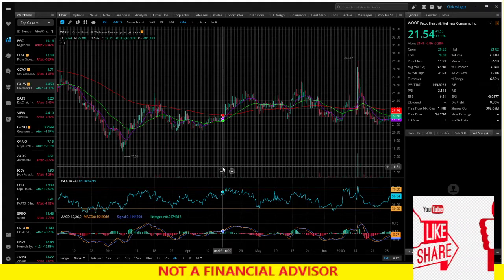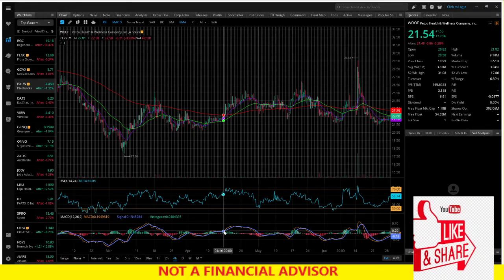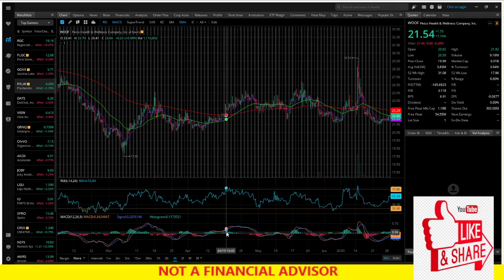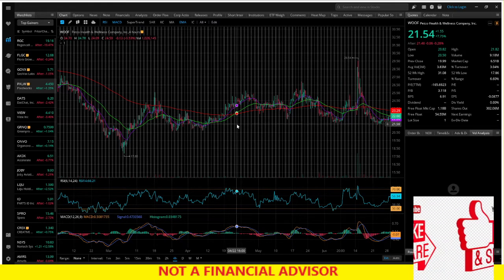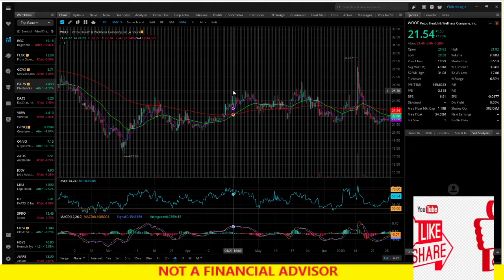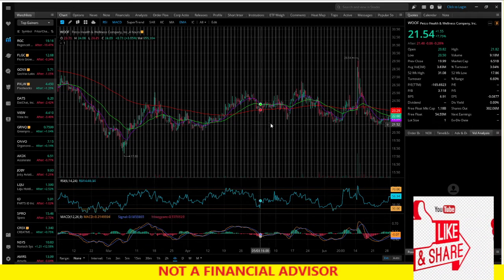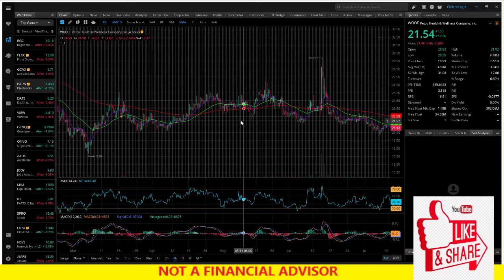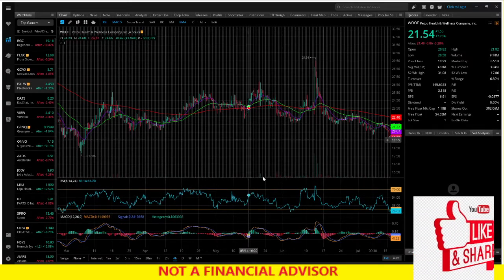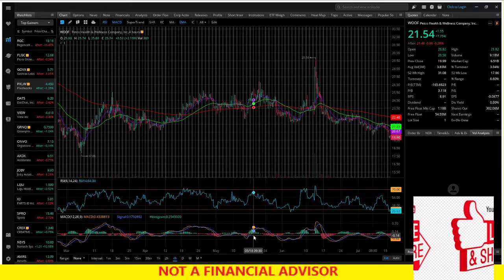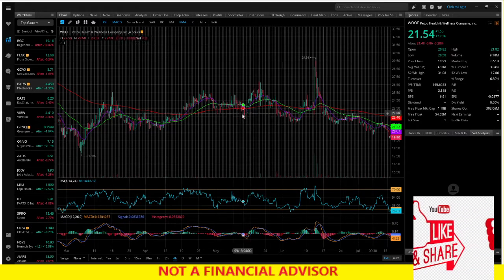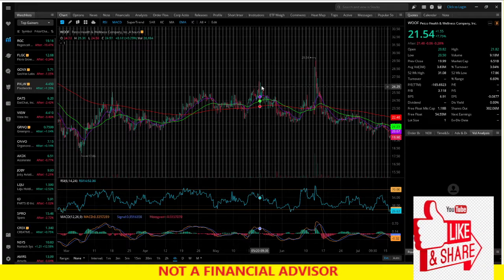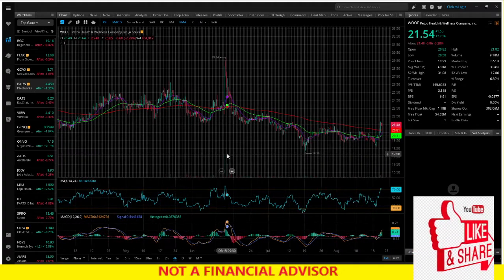Alright, if we come here, we can see that the MACD line is over the signal line. They're separated. It is heading up and we have green bars. So we would enter that trade and we would have got about $2.50 for it. So if we come over here to this one, again, they're separated. They're moving upwards and we have green bars. We would have entered this trade and we would have got from it.